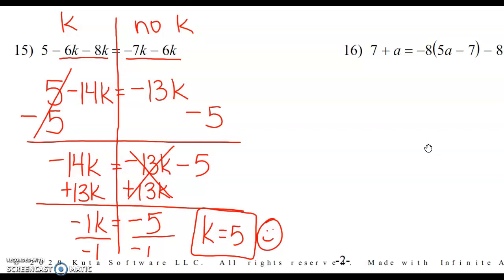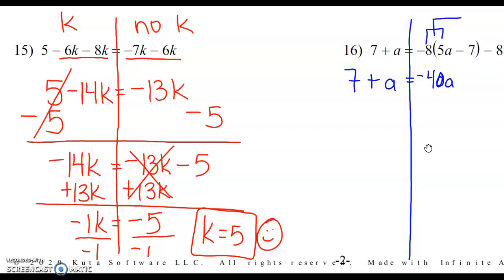And our last one here, we start by distributing. This one has a lot going on in this problem, the most difficult problem on the test. So 7 plus a equals negative 8 times 5a is negative 40a. Whoa, bad zero. Negative 8 times negative 7 is positive 56. Then we still have this minus 8, right? Because it was not part of the distribution. So then I notice on the right-hand side, there's some like terms that I'm going to go ahead and combine because I simplified both sides before I start moving from side to side. So 7 plus a equals negative 40a. 56 minus 8 would be positive 48.